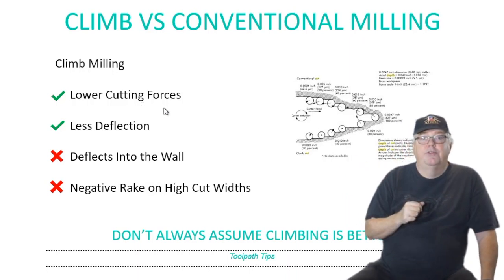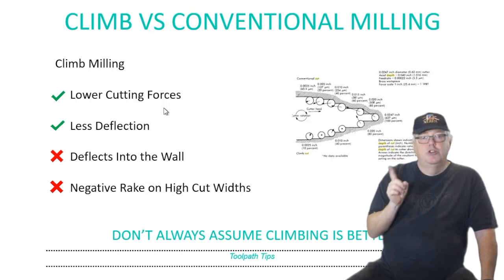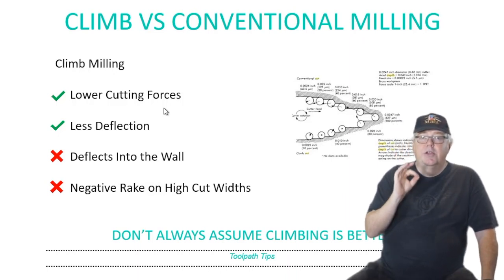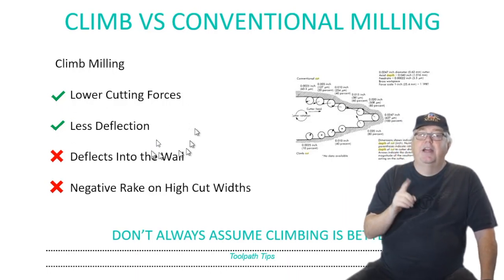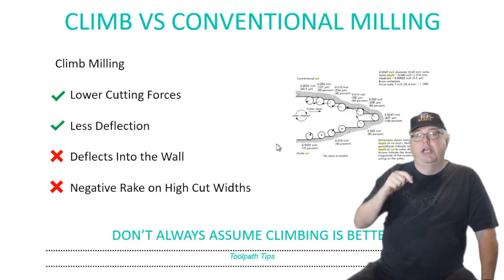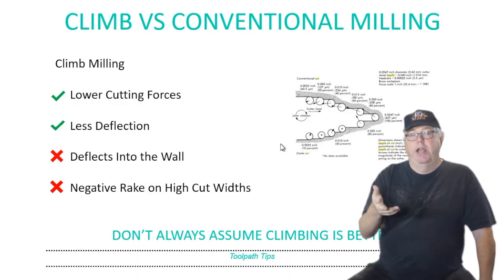Here's a surprise. It's often advantageous to go conventional instead of climb milling. Don't just blindly specify a climb cut every time. Here's the thing. In effect, that's basically like the reverse of chip thinning. When you climb cut with a cut width or step over that's more than 3/4 of the cutter's diameter, it actually changes the cutter's geometry so it's more negative rake.